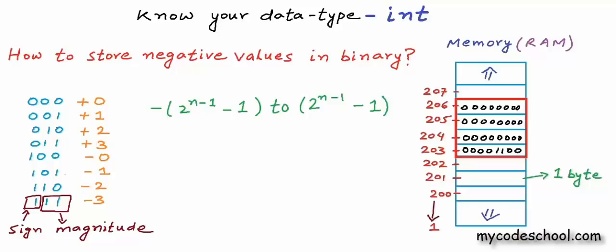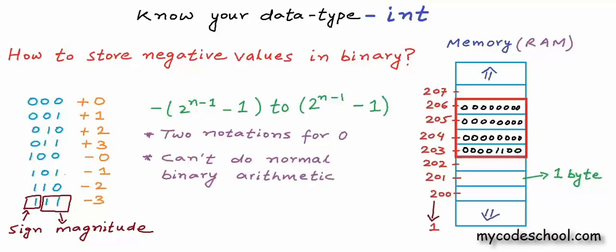This encoding mechanism looks good, but it's not used because there are some issues. First of all, there are two notations for 0: 000 and 100. Both are 0. And another problem is that we cannot apply simple rules for binary arithmetic. For example, we add two numbers in binary just the way we add two numbers in decimal. Let's say we want to add these two numbers 001 and 101. We need to start at the rightmost position.